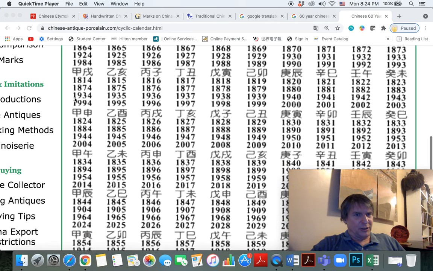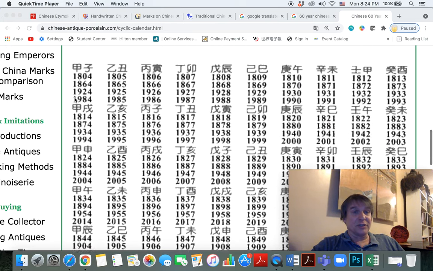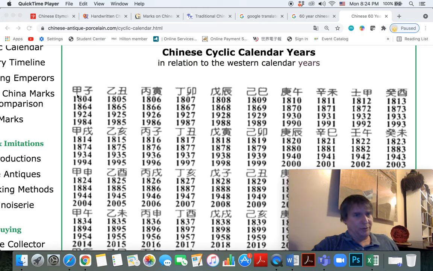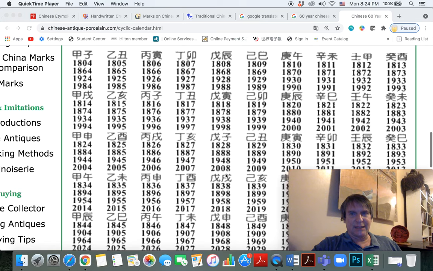The first character occurs six times in the 60 years, so every 10 years: 1804, 1814, etc. The second character occurs five times in the 60 years, so every 12 years. So zi is 1804, 1816. So between all the combos, you get 60.